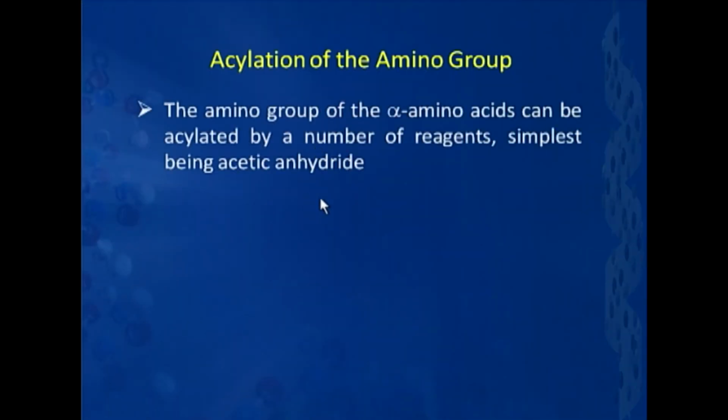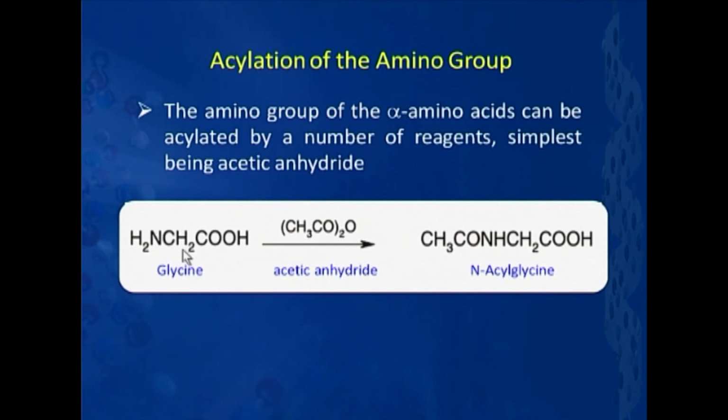The first reaction is acylation of the amino group. This is very, very important here. In this reaction, the amino group of the alpha amino acid is acylated. It can be done with a number of reagents, the simplest being acetic anhydride. This is one of the simple reactions. That means you have an amino acid, say glycine, and I treat it with acetic anhydride. What happens is this acetic anhydride derivatizes the nitrogen part of it, that is, the amino part of it.